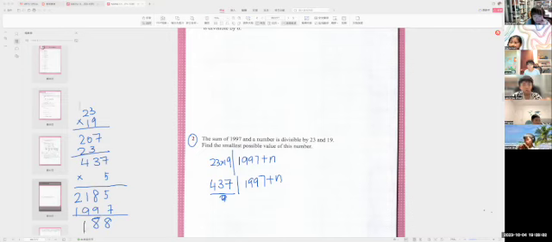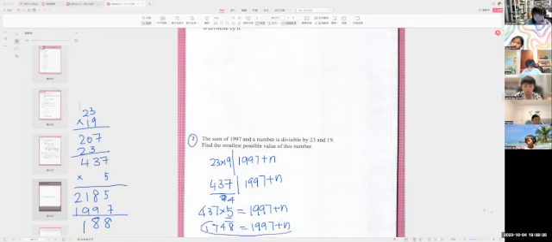So because it's 437 times 5 equals 1997 plus n. Okay, so why is it times 5? Because if it is times 4, this one will be 1748, which will make n a negative number. So it must be 1997 plus n equals 2185. So n equals 188. Good job, chapter.